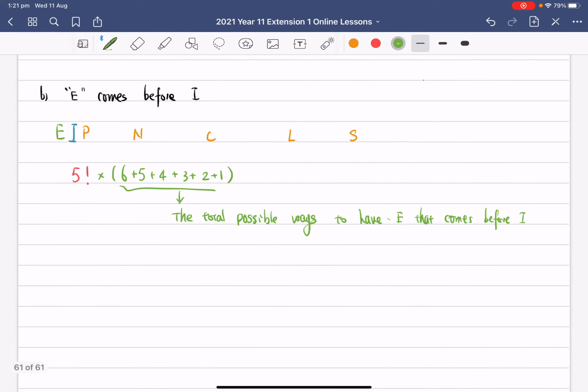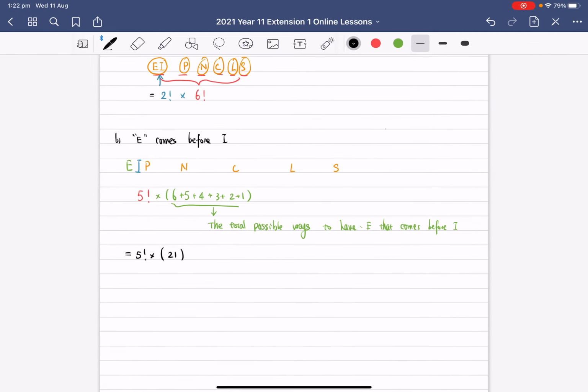So then the final answer will be equal to, you do the calculation, 5 factorial times by 6 plus 5 plus 4 plus 3 plus 2 plus 1. All right, and it keeps going. I'll just use my calculator, and that's just times by 21. You can use your calculator to work out what's 5 factorial times by 21. So these are the type of questions with restrictions, and hopefully you find this okay. It's not too difficult. I would like to do one last question.